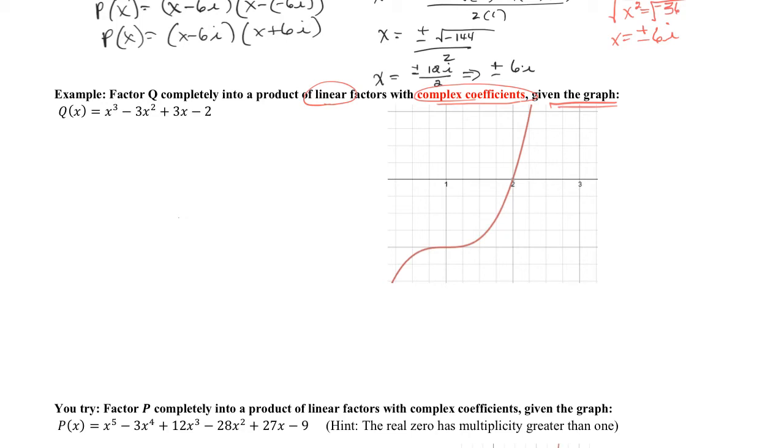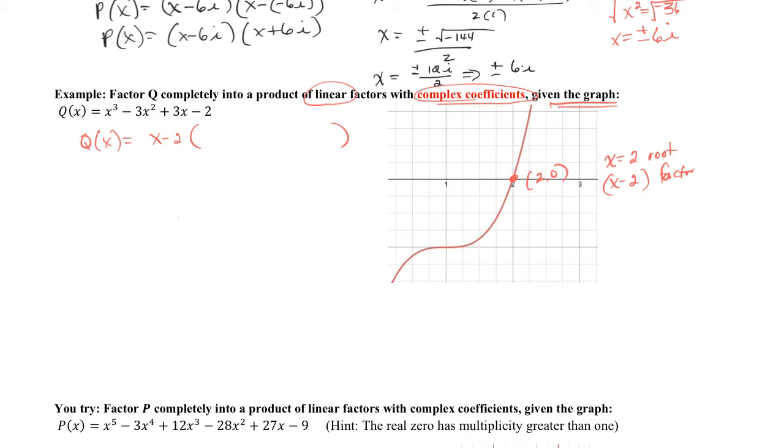If you look at the graph, I can see I have a point here at 2, 0. What that means is that x equals 2 is a root, and that means that x minus 2 is a factor, and that is going to be super convenient. So x minus 2 is a factor. So q of x will equal x minus 2 times something, whatever the quotient is.